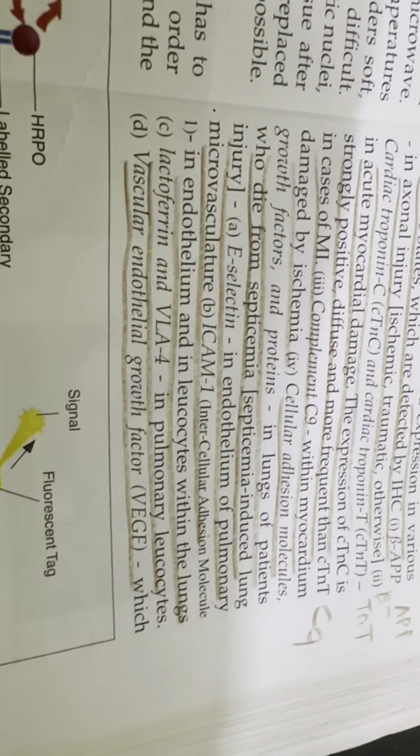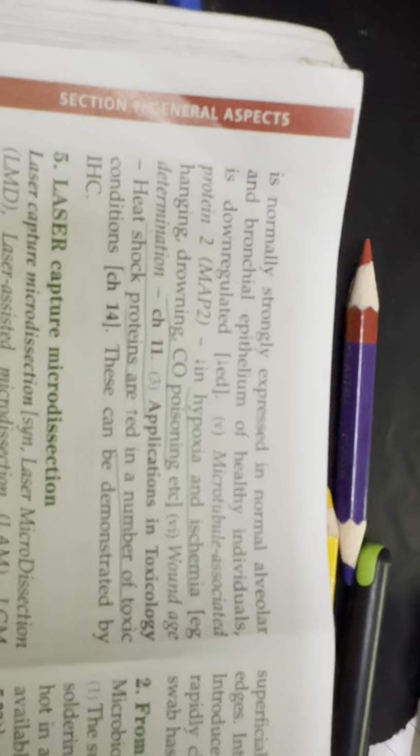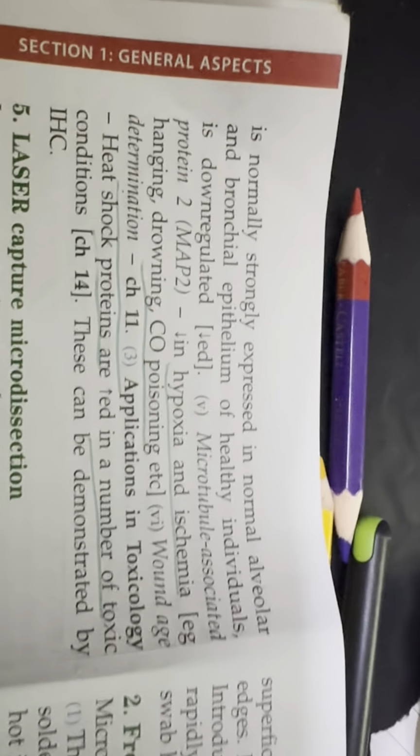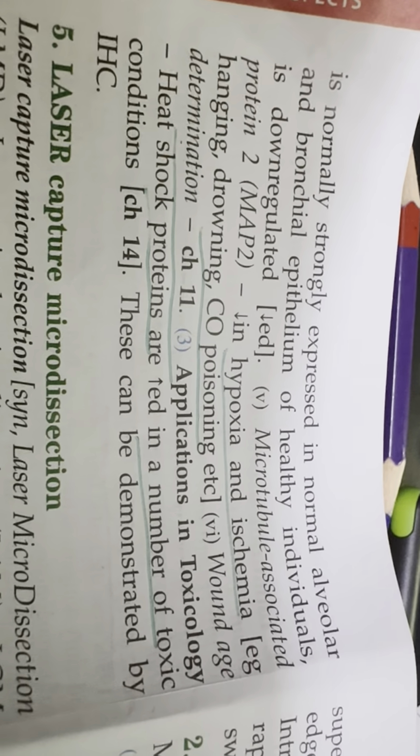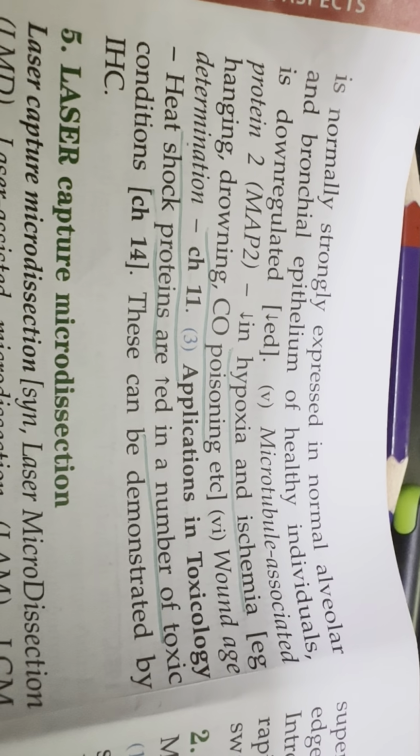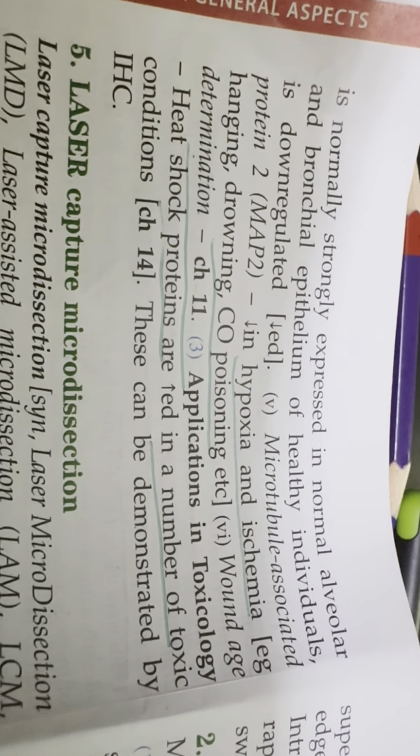Vascular endothelial growth factor, VEGF, is normally strongly expressed in normal alveolar and bronchial epithelium of healthy individuals. It is downregulated, decreased. Microtubule associated protein is decreased in hypoxia and ischemia, hanging, drowning, and carbon monoxide poisoning.